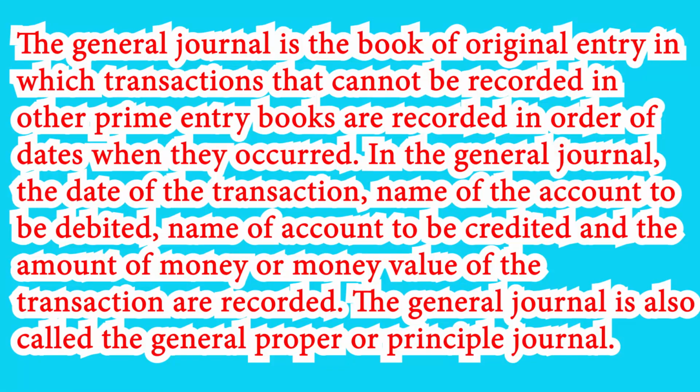So let us now look at the general journal. The general journal is a book of original entry in which transactions that cannot be recorded in other prime entry books are recorded in order of dates when they occurred. In the general journal, the date of the transaction, name of the account to be debited, name of account to be credited, and the amount of money or money value of the transactions are recorded. The general journal is also called the general, proper or principal journal.